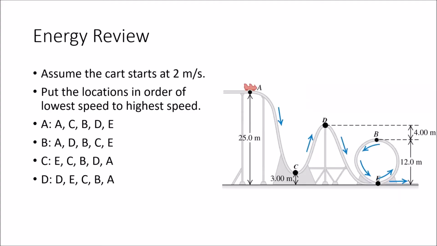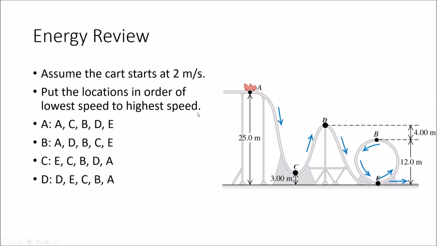I've got one more review question for you that we're going to go over in partial detail. We're not going to go over every part of it. We've got this roller coaster here. It starts at A, then goes to C, then D, then E, then B. I don't know why they ordered it with those letters. That doesn't make much sense, but whatever. I didn't make this diagram. You start at 2 meters per second up here.